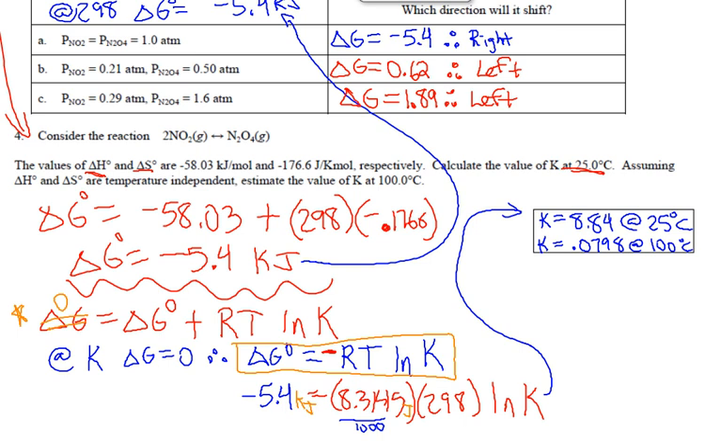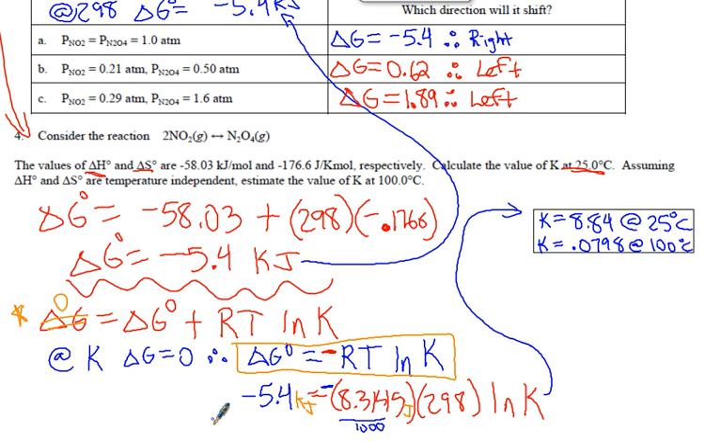When you divide negative 5.4 by those other two pieces, you get 8.84. I think I maybe left a negative sign out. I did. I left a negative sign out right there. Sorry. So sorry. I see it here. I didn't write it there.